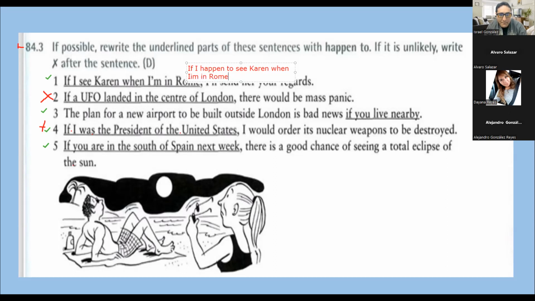It's the same text. Yeah. So if I happen to see Karen when I am in Rome, I send her your regards. Okay. In a more formal way, well, in this context, it's not normal, but if you wanted to make it more formal, Diana? Using should.